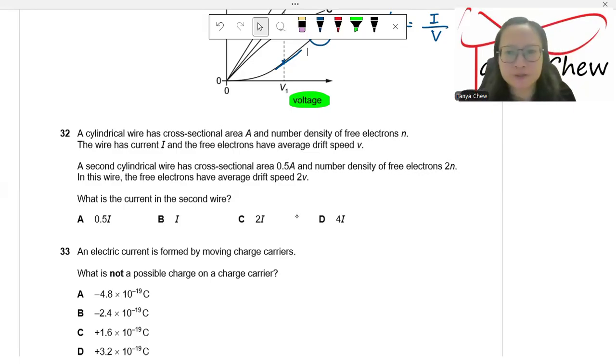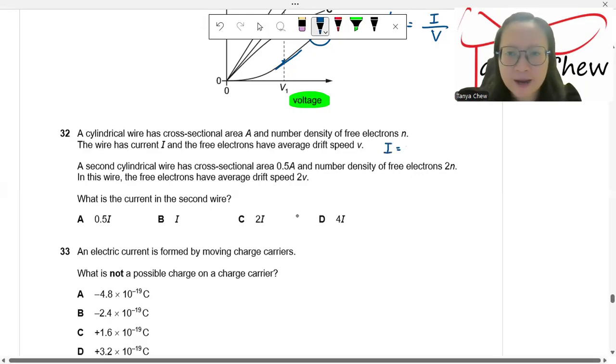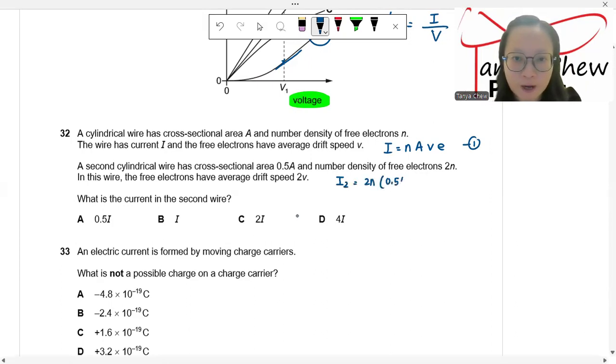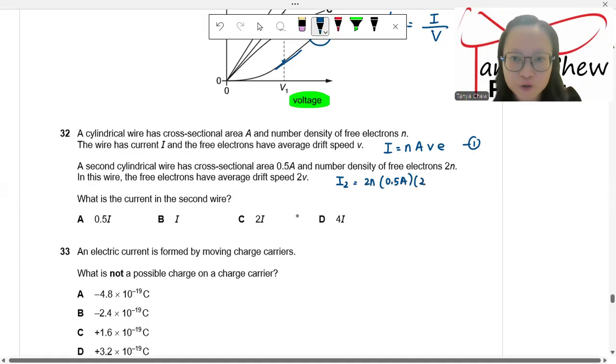Now I have to form two simultaneous equations again. I is equal to NAVE, where E is the charge of a free electron. So this is my first equation. Now I have to find I2, the second wire. N is 2N, A is 0.5 A, and V is 2V times E.